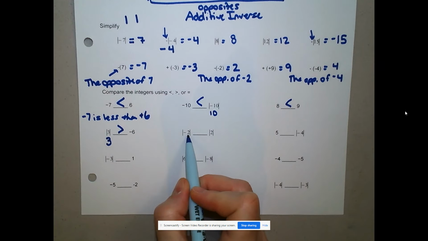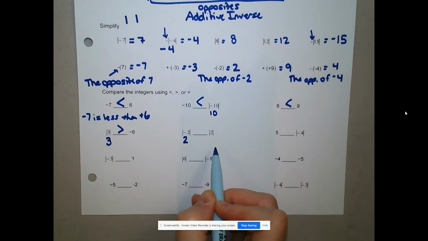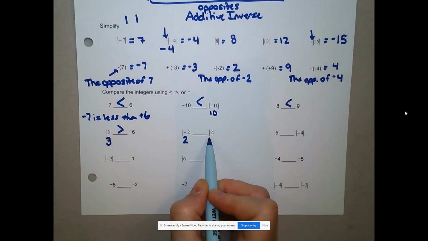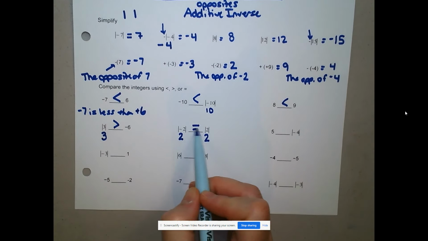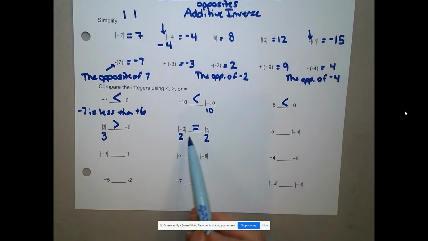Absolute value of negative 2, it is 2 away from 0. Absolute value of positive 2 is 2 away from 0. So these are actually equal. And so we can learn a short lesson from this. If you have a negative 2 and a positive 2, which are additive inverses, they're opposites, they're the same distance from 0, their absolute values are going to be equal.